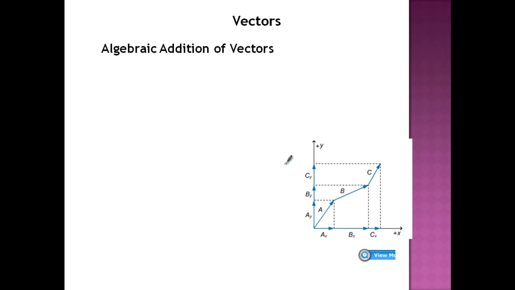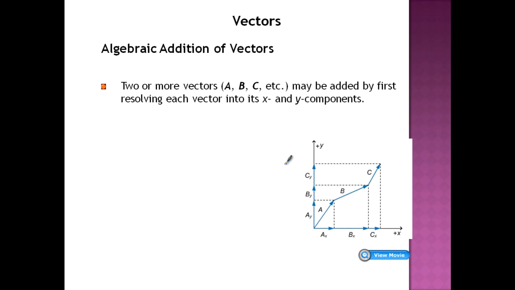Or we can add them algebraically, and I'm going to make you guys do this. You're going to have this one problem to rule them all, like the Lord of the Rings kind of thing. It's going to be all kinds of different vectors, and you've got to add them all up. So two or more vectors, A, B, C, etc., may be added by first resolving each vector into its x and y components. So what that means is we find AX, we find AY, we find BX and BY, we find CX and CY. Then we add all the x's, and we add all the y's, and we get our resultant.